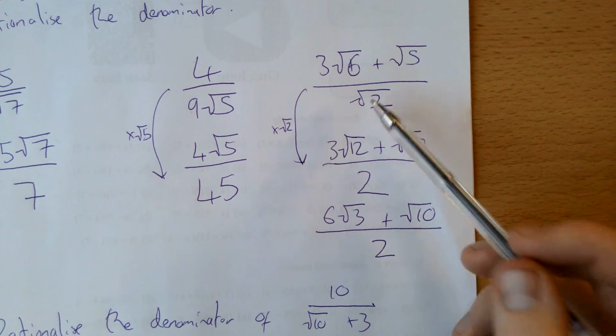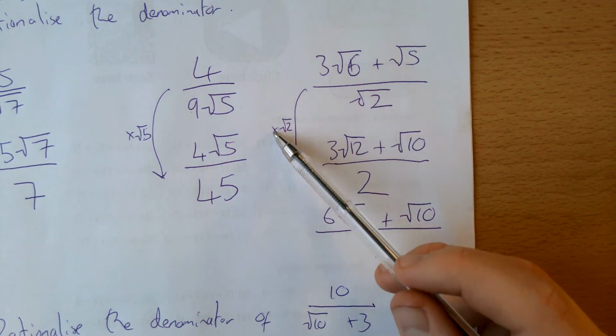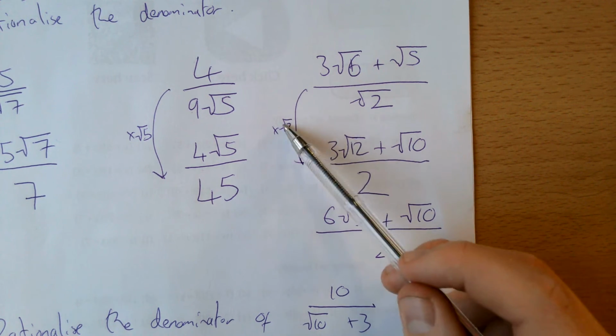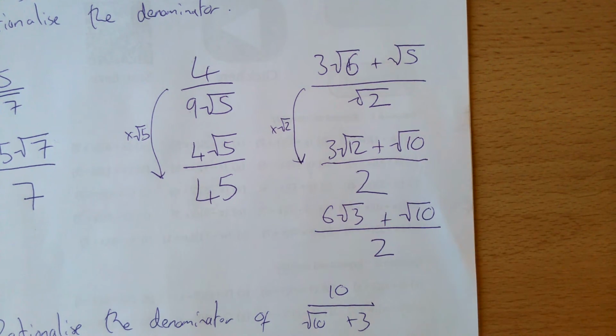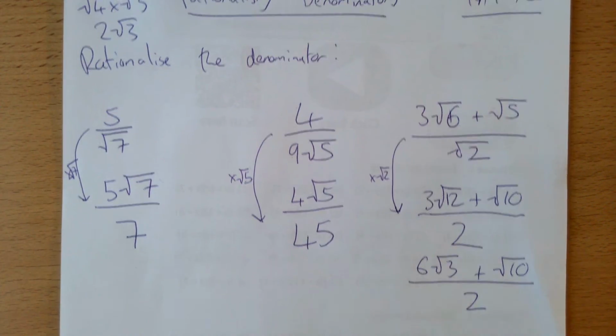But again, the key point was I didn't want the surd on the bottom, so I timesed the top and the bottom of the fraction by that surd to cancel out the square root and to get me back to a rational number. Okay, that's the main topic for today.